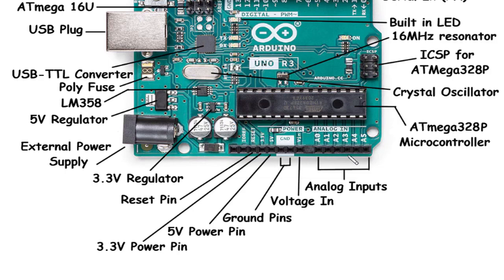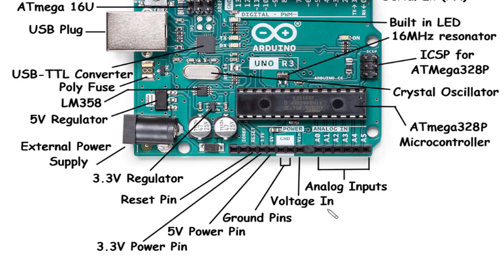Moving on to the pins, let's start with the analog inputs. The Arduino Uno Rev3 has 6 analog input pins labeled A0 to A5. These pins allow you to read analog voltage levels from sensors or other analog devices. They are essential for interfacing with the physical world and acquiring analog data.